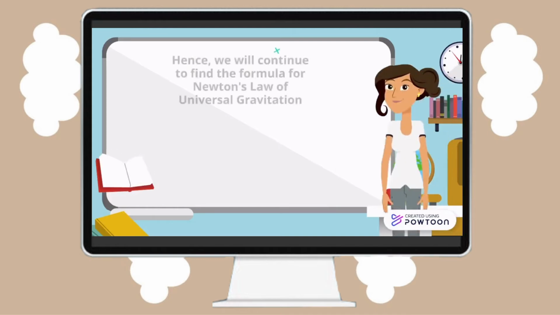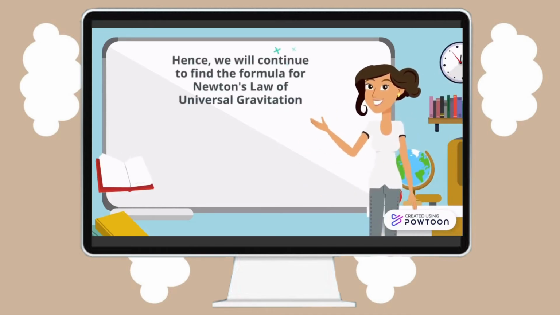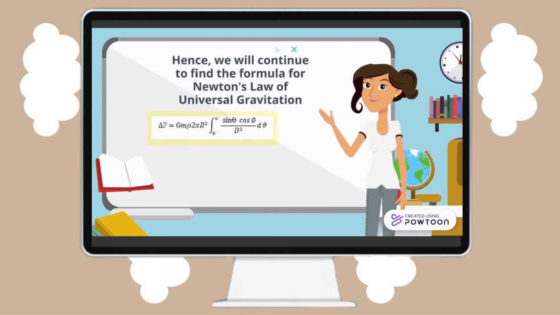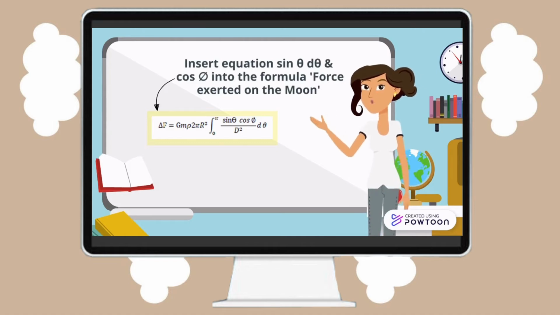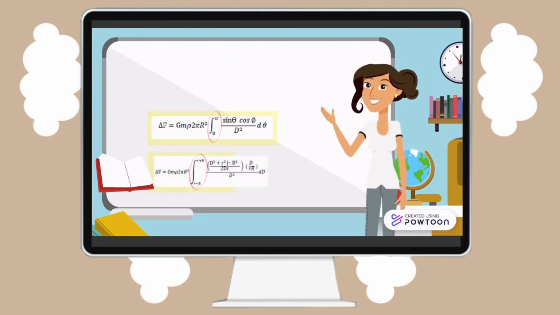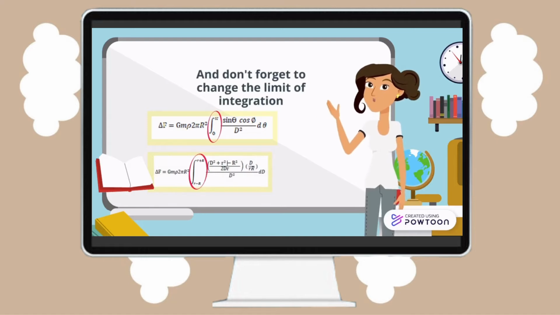Hence, we will continue to find the formula for Newton's law of universal gravitation, which is our main objective. As you can see here, this formula is quite familiar because we have learned it in a previous lesson. So the first step is to insert the equations sin theta, d theta and cos phi, as we have found before, into this formula, which is the force exerted on the moon, and then you will get the second equation.